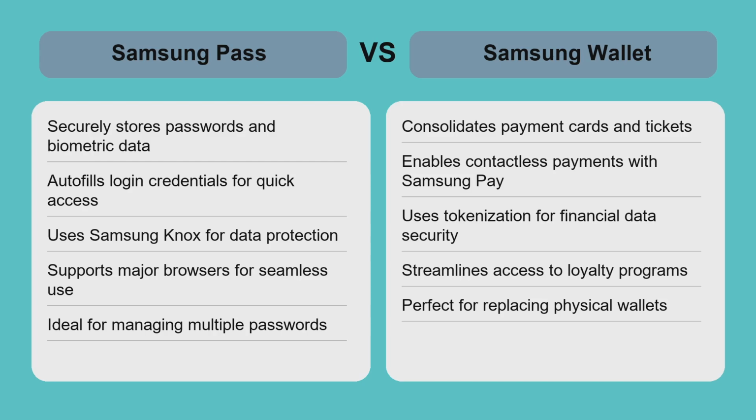with a digital alternative. For example, if you need quick app logins and password management, Samsung Pass is the tool to use. If your priority is contactless payments and storing tickets or loyalty cards, Samsung Wallet fits better. The trade-off is between security credentials and payment convenience. Both use Samsung Knox for security but target different needs. Samsung Pass secures identity, while Samsung Wallet secures financial and membership data.